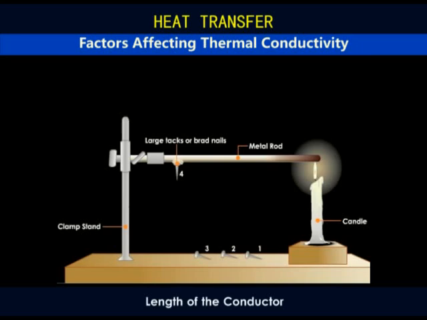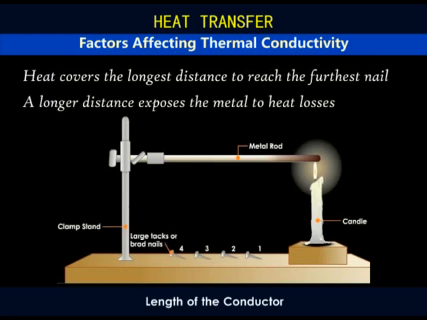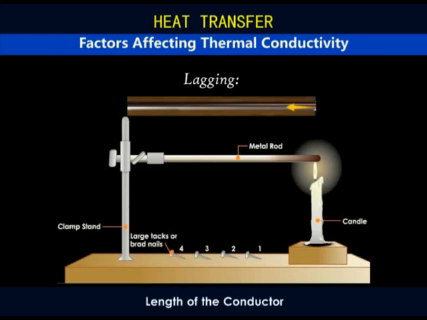Heat flows from one end to the other, so the farthest nail from the candle will fall last. And this is because the heat covers the longest distance and needs to energize the highest number of atoms. Furthermore, a longer length means a large surface area exposed to heat losses. This is why lagging materials are used on metals, so that heat travels along a straight path with minimal losses.